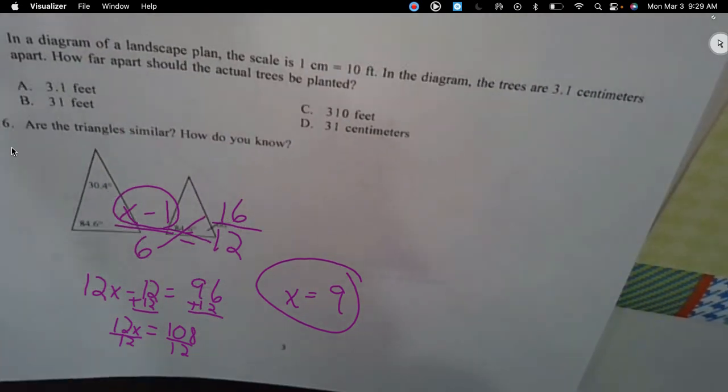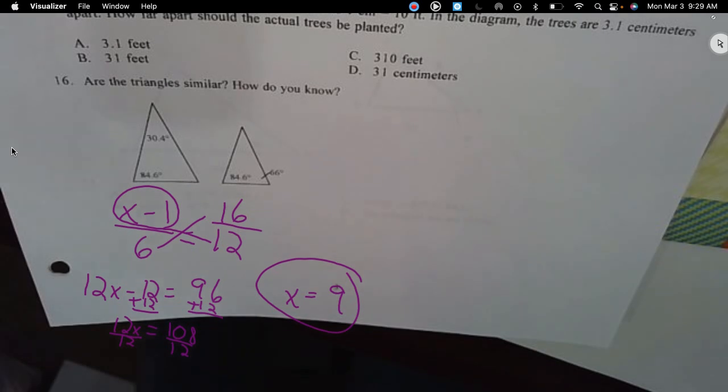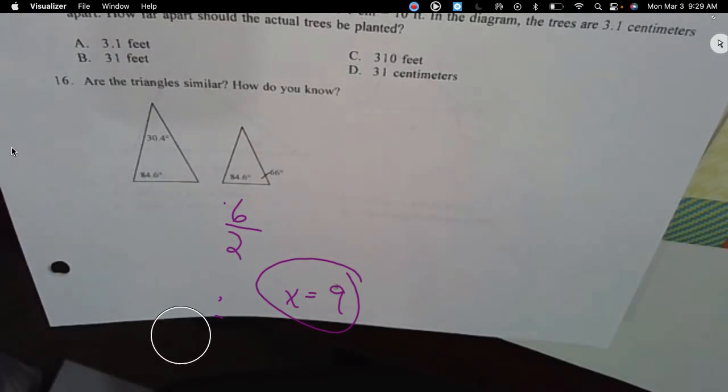All right, it says, are the triangles similar? How do you know? Well, what do all the angles in a triangle add up to? 180. So I'm just going to take 180, this is kind of blurry, and subtract those two angles. Can somebody tell me what you get for this little angle right here? 65? Okay, so 65 degrees.